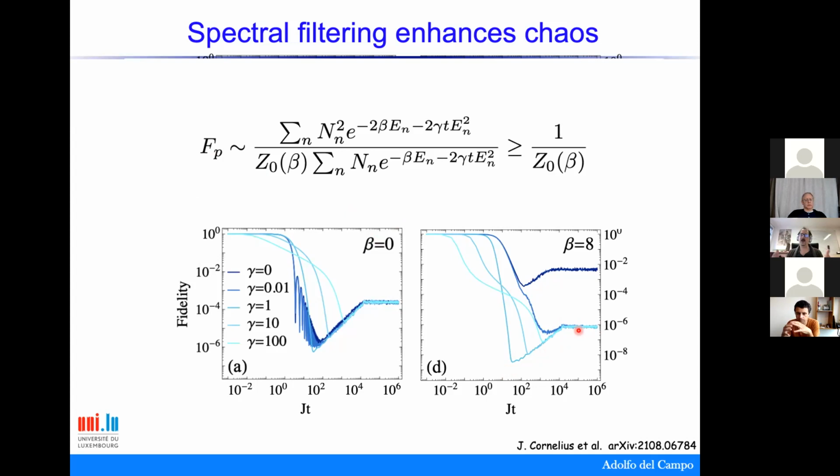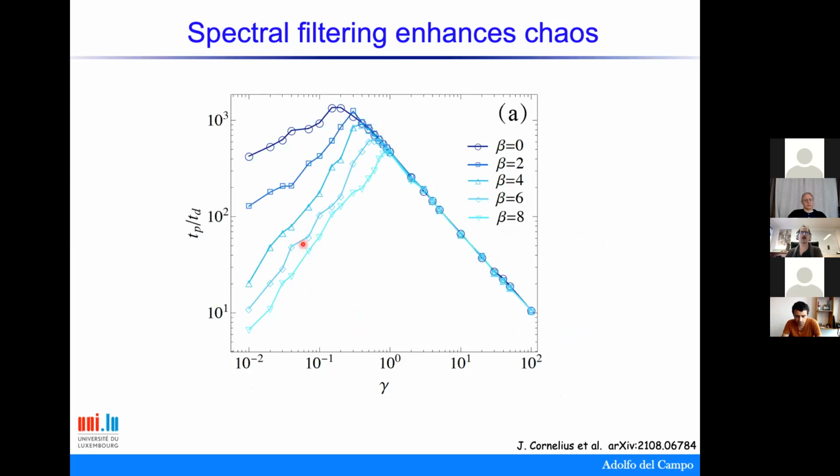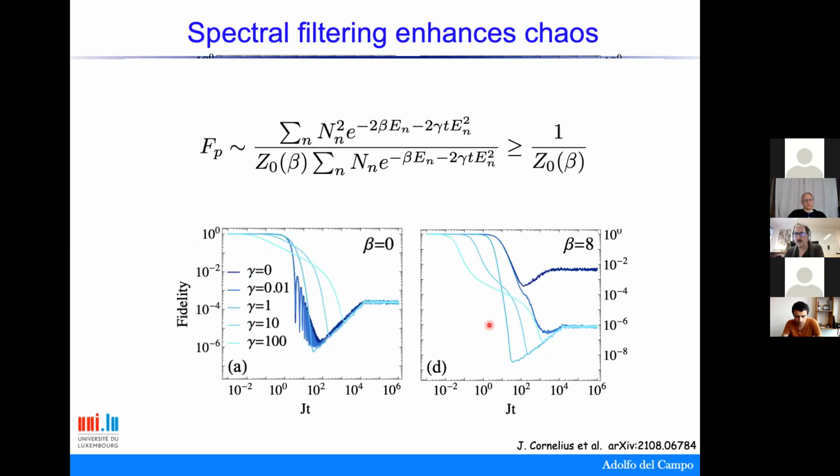It was already discussed in the literature, in this work by Bertini, Prosen and collaborators, that the amplitude of the ramp is essentially a manifestation of chaos. So let us look at how much the amplitude of the ramp can vary. And this is shown here. I plot the ratio between the plateau time, the onset of the plateau, and the dip time, the onset of the dip. And I'm going to show this as a function of the dissipation strength.